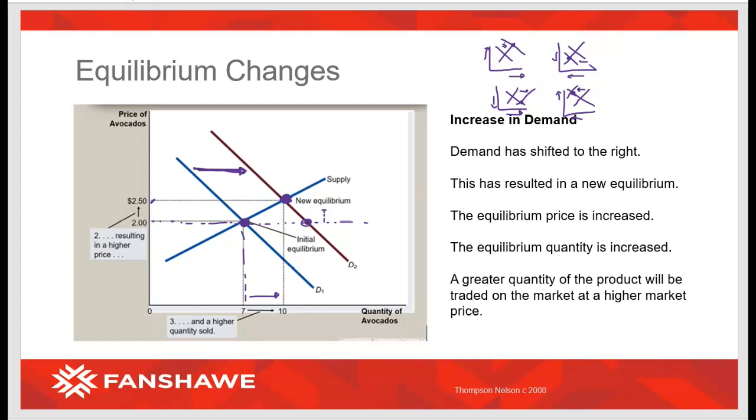In certain markets, we can watch this happening second by second. The prices of stocks go up and down second by second. The price of commodities like corn and soybeans, you can watch the price go up and down as supply and demand changes moment to moment.